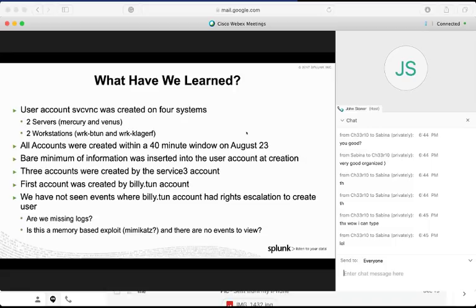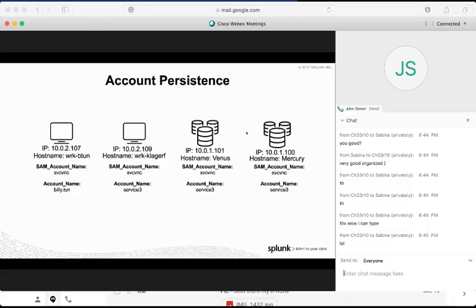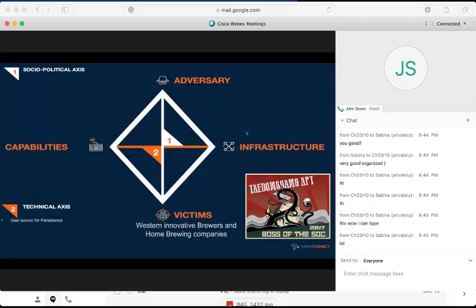So again, from a mapping perspective of drawing my picture, this is what my picture would look like. I've got the 4 service accounts. I've got the IP address, the host name associated with that, and the account names that initiated the new accounts to be created. From my diamond model perspective, I really don't have an additional capability here. I really don't have additional infrastructure to add to this. But from the technical access, we're seeing that the SVC VNC was used to establish account persistence across the environment. So we're going to tag that to the technical access.